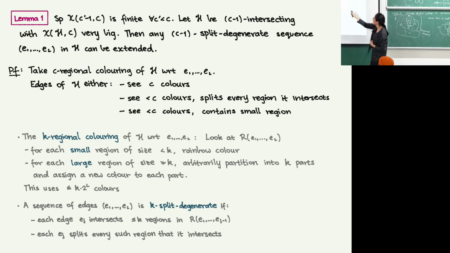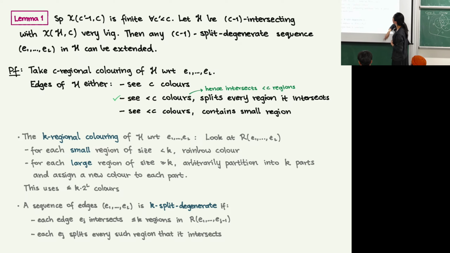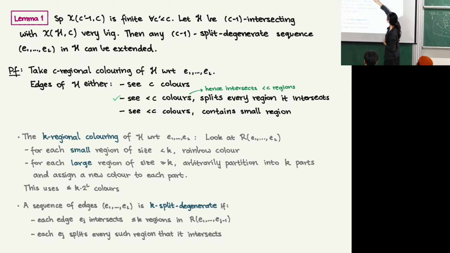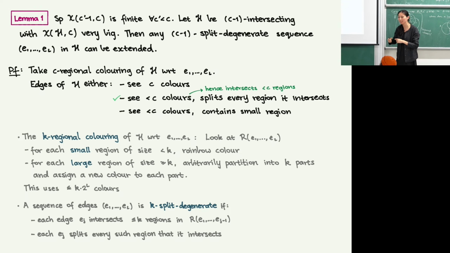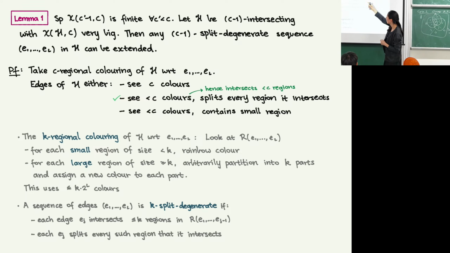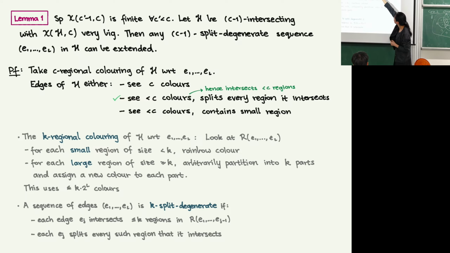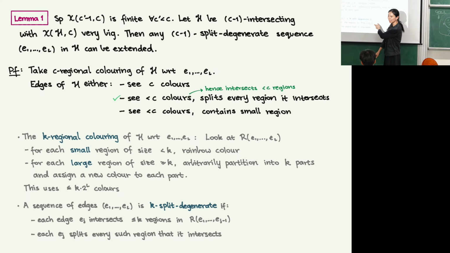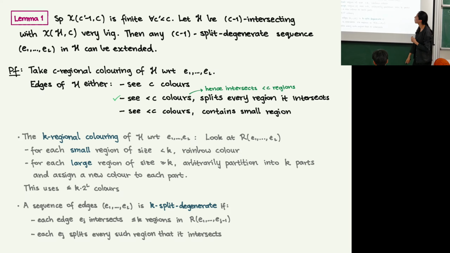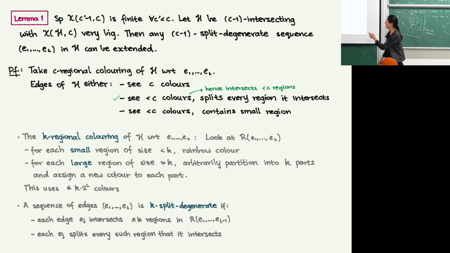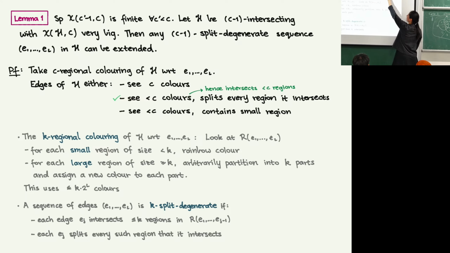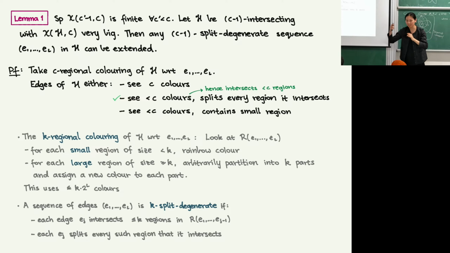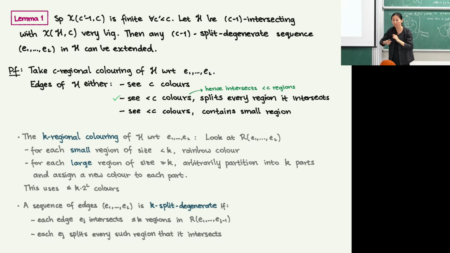So what I claim is that actually edges of type 2 are really what we want. For basically the same reason as I said before, if you see less than c colors, then you can only intersect less than c regions. So that gives you the property in c-minus-1 split degenerate that you want, that you intersect at most c minus 1 regions. And the splitting property is given directly here. So if I have an edge of this type, then it exactly extends this sequence that I'm looking at.